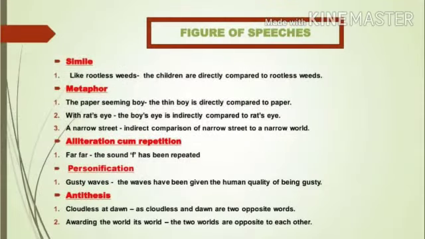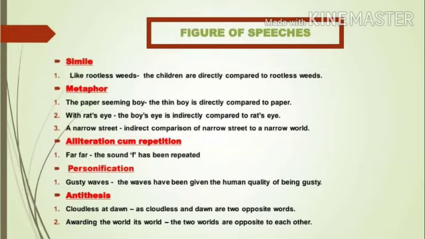In the last poem, we have also discussed some poetic devices used by the poet Kamala Das in the poem My Mother at Sixty-Six. Here also, poet Stephen Spender has used some poetic devices. So, let's have a glance at the figures of speech used by the poet in these two stanzas. The first is simile. In the first stanza, like rootless weeds, the poet has used simile. In this statement, the children are directly compared to rootless weeds.